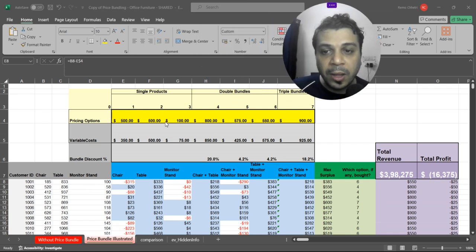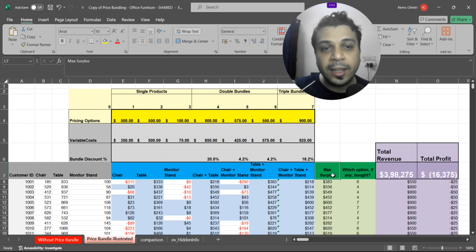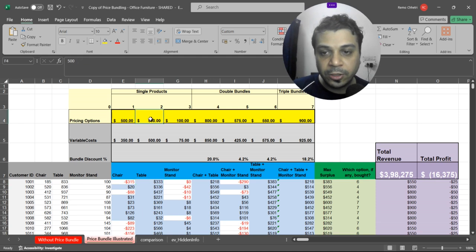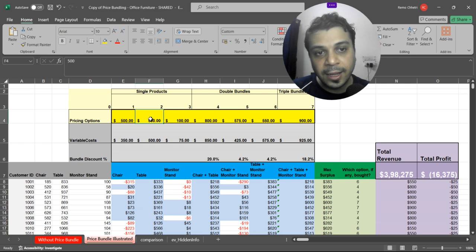So this is all about whether or not the customer is feeling like they have some sort of a surplus, right? So whether they're generating any value out of it. And so the customer thinks that 833 could be the value of the table. So they think, okay, I have actually got a surplus of $333 in terms of the value added by the product. So this is how it's being calculated. So this is the price that has been set initially.